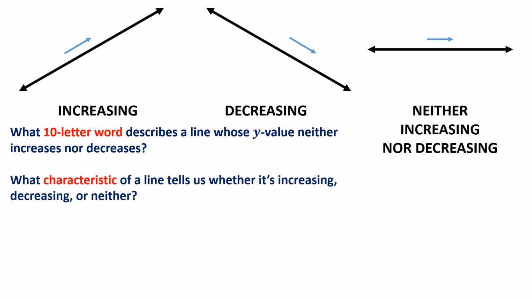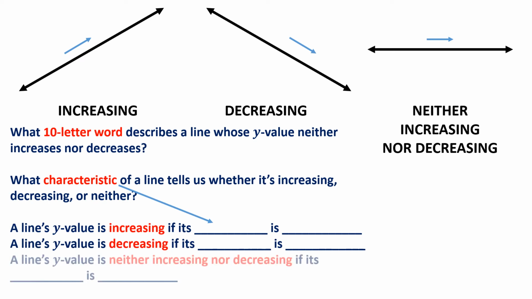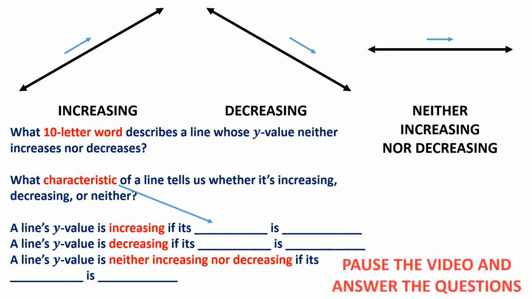What is the characteristic of a line that tells us whether it's increasing, decreasing, or neither? And using that characteristic, how can we tell if a line's y value is increasing? How can we tell if its y value is decreasing? And how could we tell if its y value is neither increasing nor decreasing? Once again, pause the video and answer the questions.